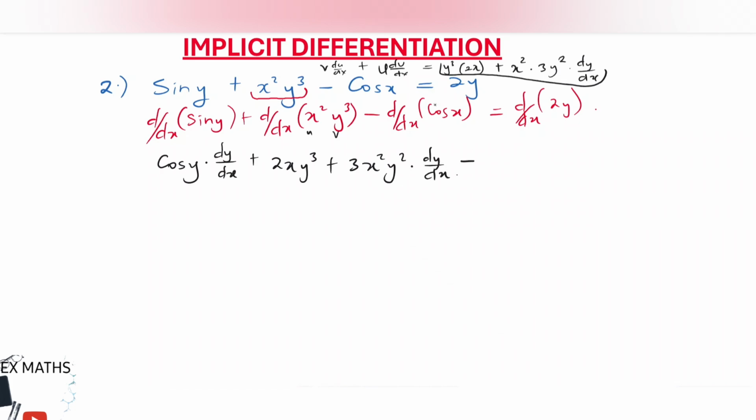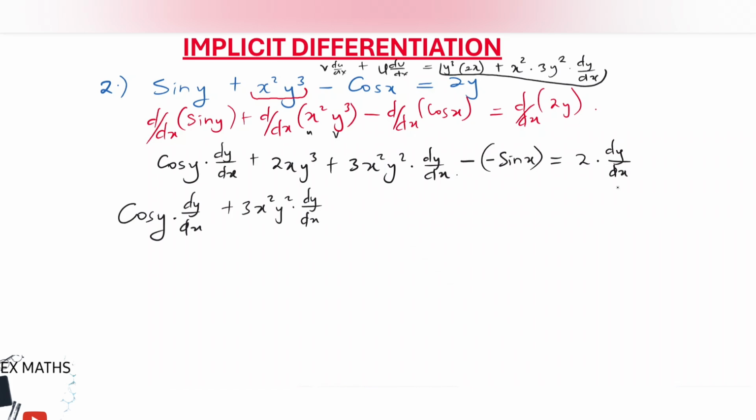Then minus the derivative of cos x is going to be negative sin x. This is going to be equal to the derivative of 2y, that is going to be 2 dy dx, like that. Then we collect all terms that have dy dx to the left hand side. So that is going to be cos y dy dx plus 3x squared y squared dy dx.